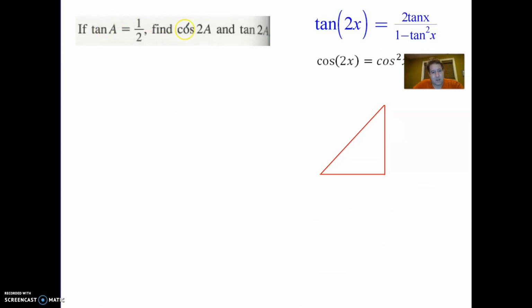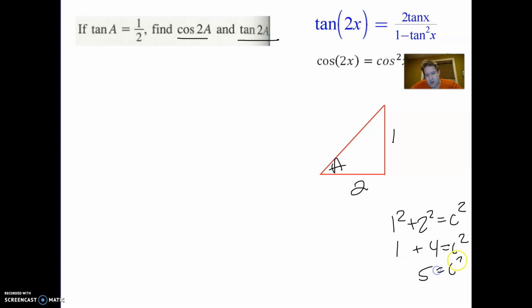What about tangent? We're asked to find cosine of 2a and tangent of 2a when given tangent of a as 1/2. So if I make this angle A, tangent is opposite over adjacent, so that's 1 squared plus 2 squared equals the hypotenuse squared. That's 1 plus 4, which is 5, and then square root of 5 ends up being the hypotenuse.